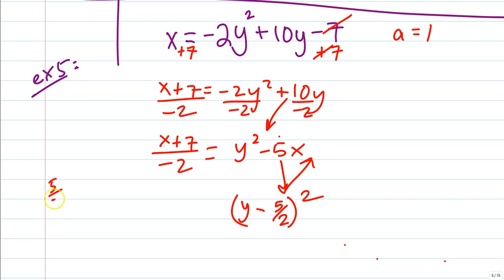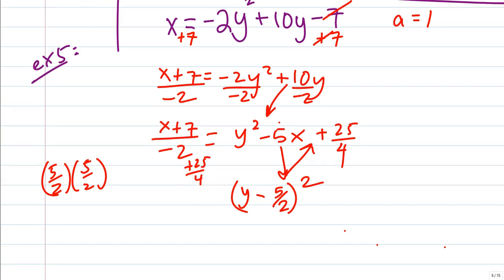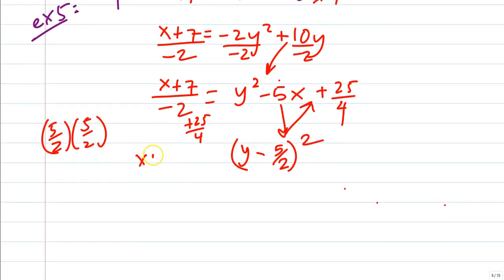Well, 5 halves times 5 halves would be 25 over 4. And that means I need to add that to both sides. So now we have a horrible, messy left side. But the right side, we've completed the square. So what do we do? Well, we need to solve this for x. So we're going to move that 25 over 4 over.